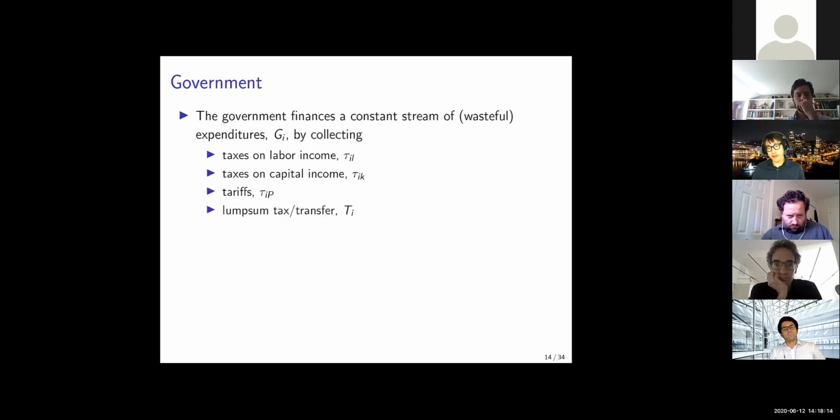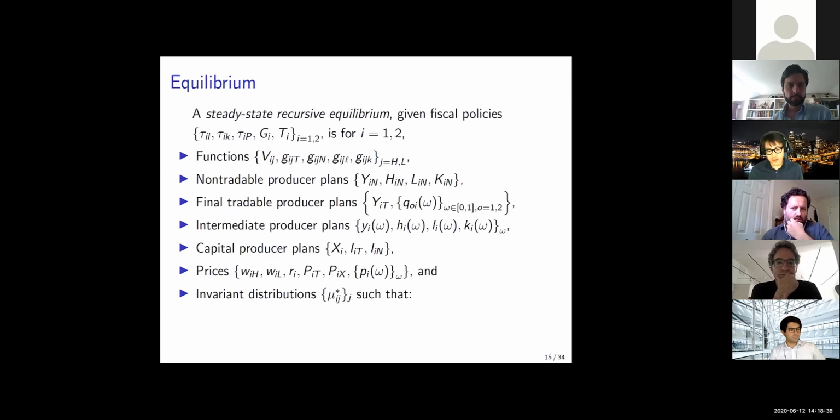Okay, finally, there's a government that finances, in the steady state at least, a constant stream of wasteful expenditures, in the sense that they don't enhance productivity or enter the household's utility function, by collecting taxes on labor income, on capital income, on tariffs, and potentially also a lump sum tax and transfer. Now, I usually skip this equilibrium definition, but I think it's useful just to point out what things are exogenous and what things are endogenous in the model.